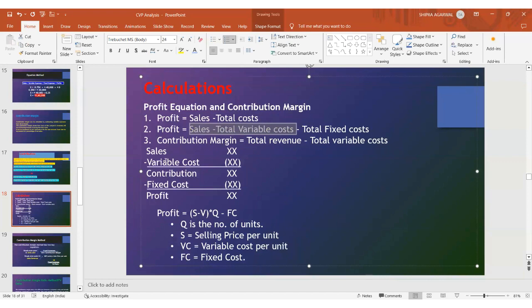Now, how do we present it when we need to take decisions? Remember this portion. If you remember this, you will never make a mistake. You start with your sales, you subtract your variable cost. What you get is known as your contribution. Right? From this contribution, you subtract your fixed cost. If anything positive remains, that is your profit. Simple.